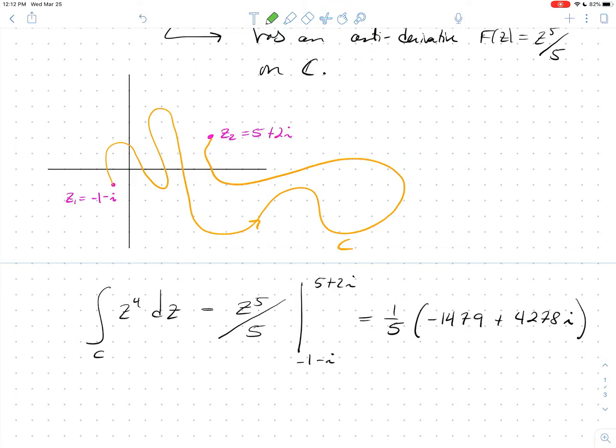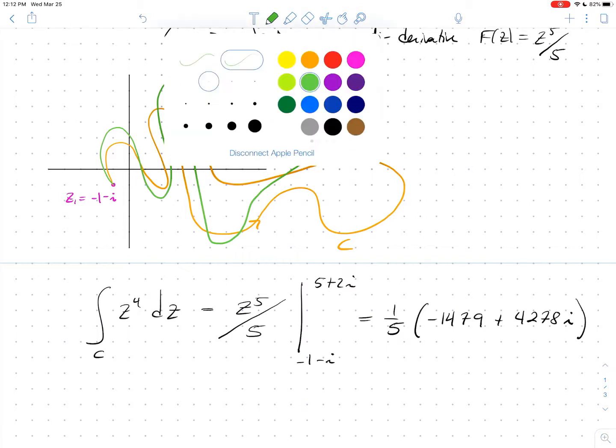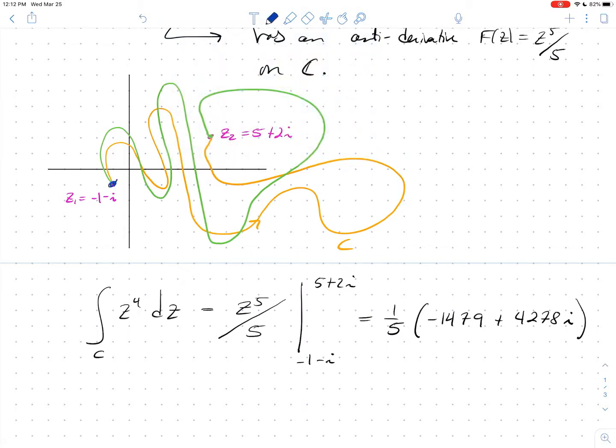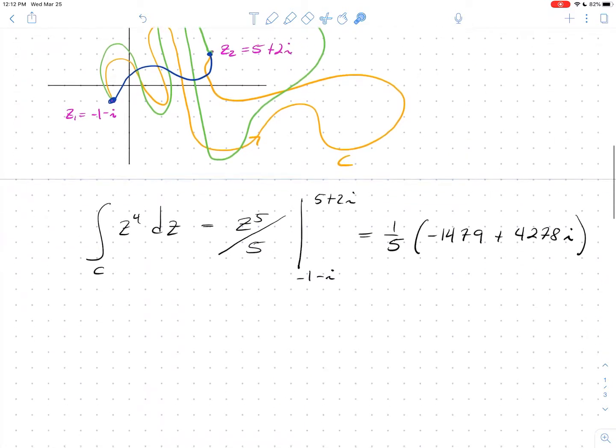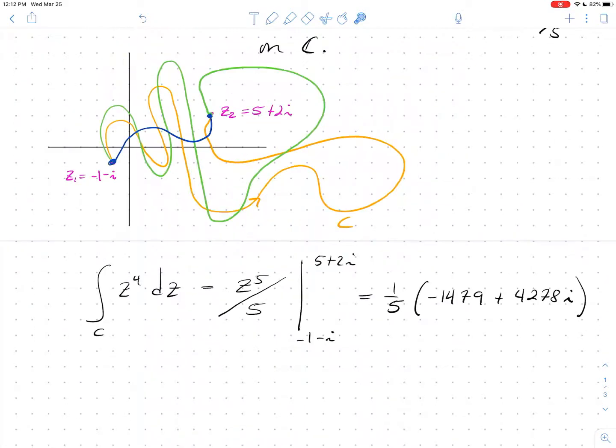And here's the other fun point: I can have a different parameterization of C. Here's another one, and it's the same thing. It doesn't matter how you parameterize C. And in fact, I didn't say anything about whether it was simple or not. Quite literally, any path that takes you from here over to there, you're going to get this value as your integral when you integrate z to the 4th. Similarly, any path taking you from z1 to z2 is going to give you this value.